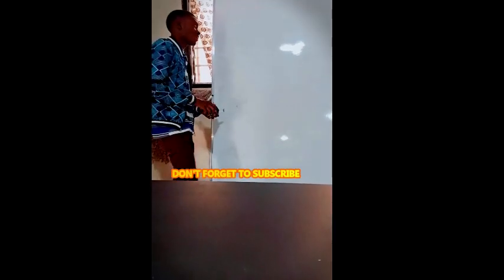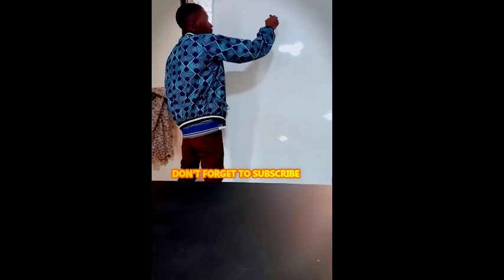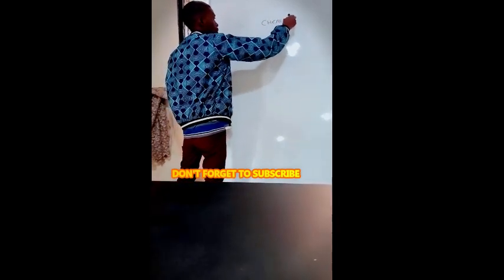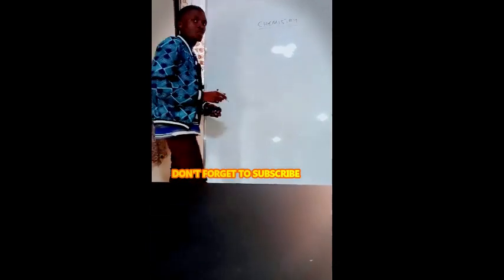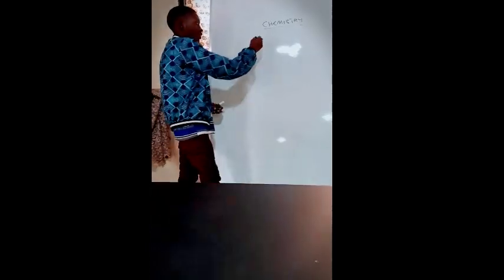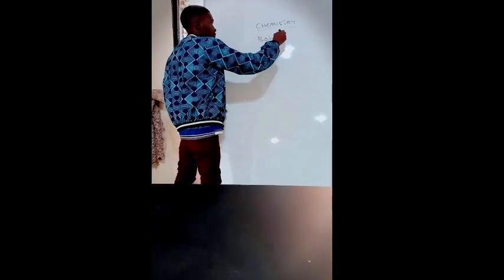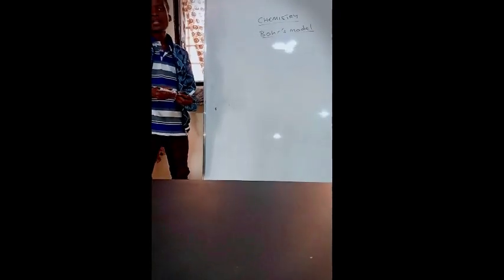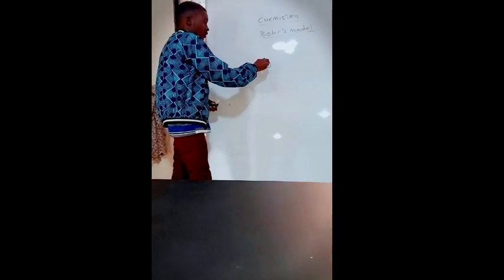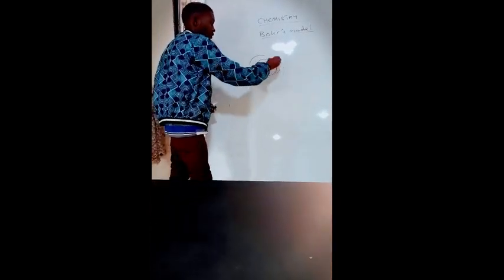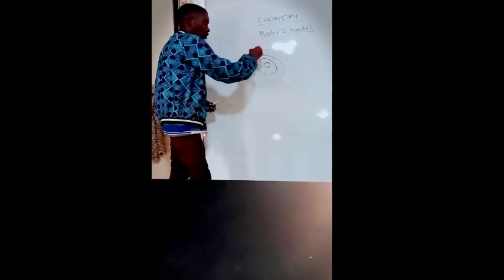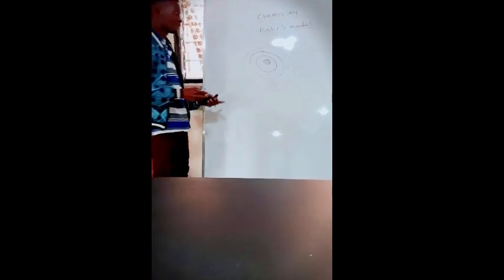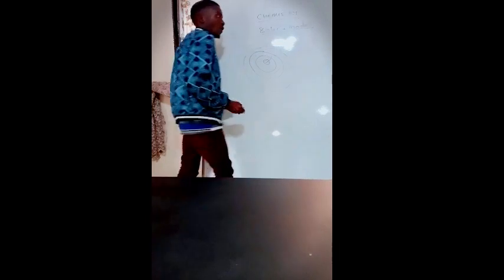So we're going to continue in chemistry, and under chemistry we were dealing with what we call the Bohr's model. Under the Bohr's model, we discussed that if we have an atom, so that is an atom, and let it be an atom of hydrogen.